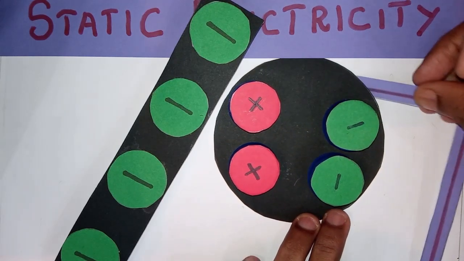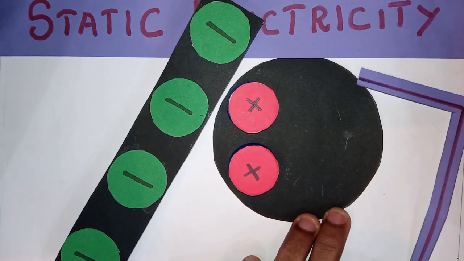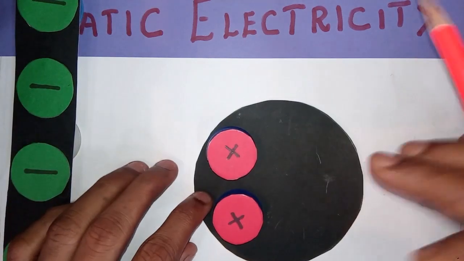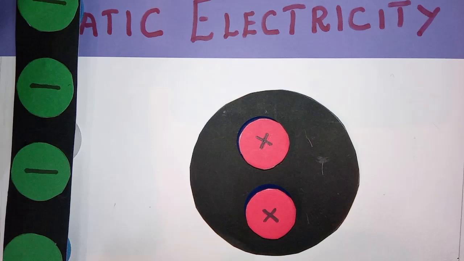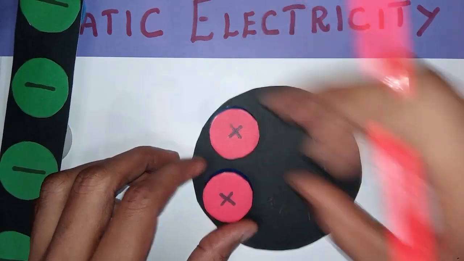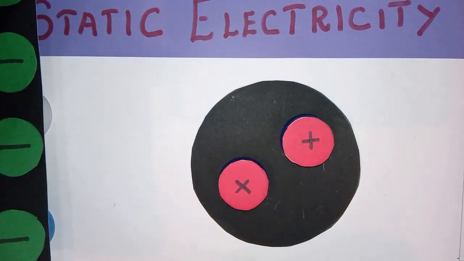Then we connect to the ground. Electrons move to the ground. And then remove this ground and remove this rod. It becomes plus. Okay. One important concept: before, the plus was here. Once we remove all the setup, it becomes like this.